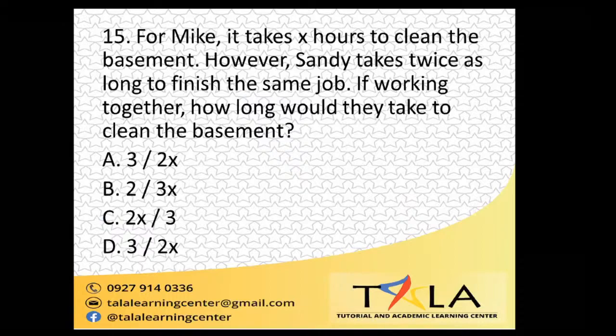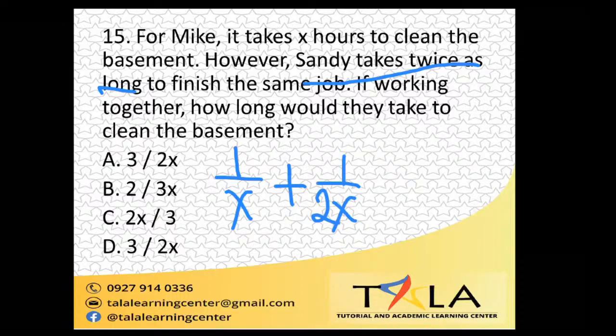Next, for Mike, it takes X hours to clean. So, work ulit. O, ayusin natin. So, 1 over si Mike. Ilan si Mike? X daw. Tapos, however, Sandy takes twice as long. So, mas matagal siya. So, twice as long. Kung X si Mike, 1 over 2X yung isa. Equals 1 over together. Meron ba nun together? Wala nun together. Okay, so, question mark yung ilalagay natin.